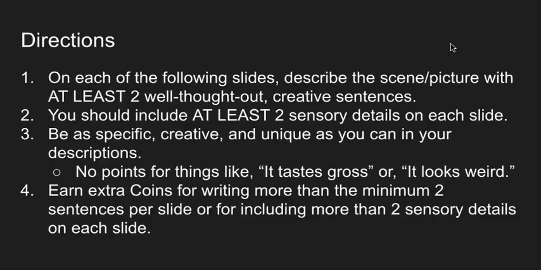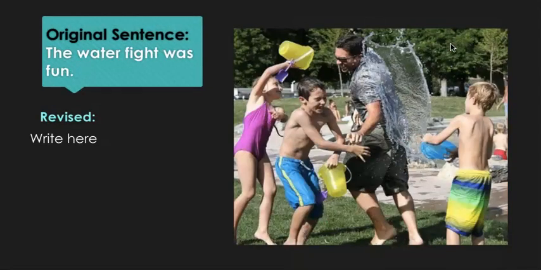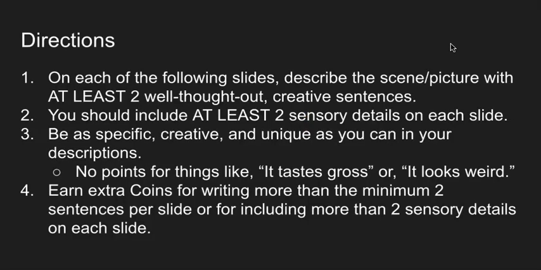The way that I grade this is not a secret. It's really, really easy. It's very doable to get an A. It says you're going to describe the picture with 2 well thought out creative sentences. Direction number 2 says you also have to include 2 sensory details. So 2 is the magic number today: 2 sentences with 2 sensory details as part of my 2 sentences. I do expect that your sensory details are specific, creative, and unique.